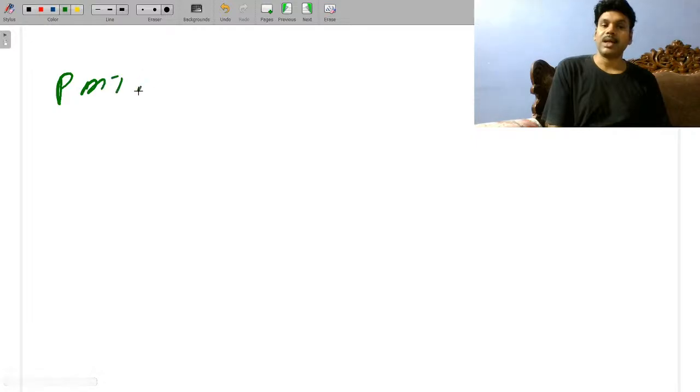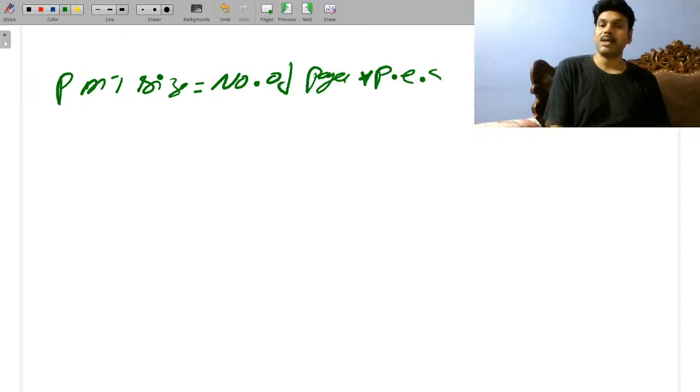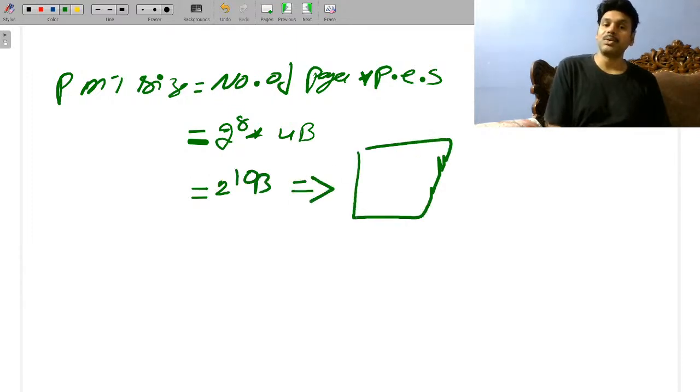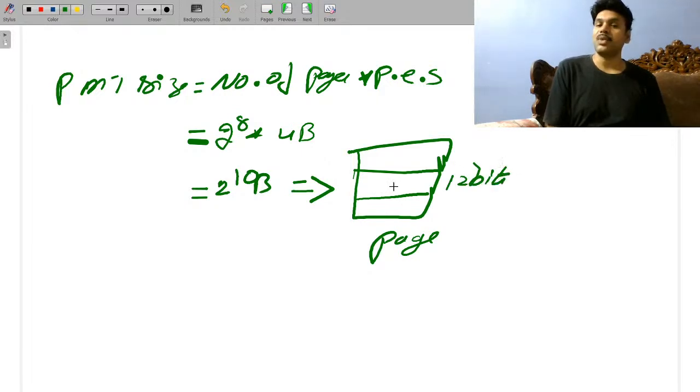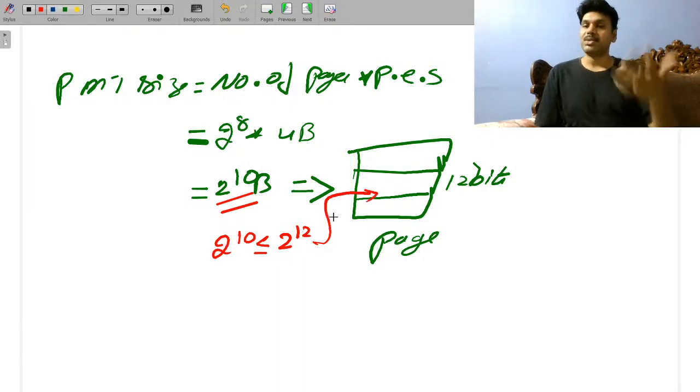Page map table size is equal to number of pages into page entry size. Number of pages we got 2 power 8. Page entry size is 4 bytes, which is 2 power 2 bytes. Exactly, I am able to locate onto your page, because your page size is how much, friends? 12 bits. Please understand, your page size is 12 bits. I am able to locate 2 power 10 exactly, because 2 power 10 is less than or equal to your 2 power 12. I am able to accomplish it first, so I got the answer.